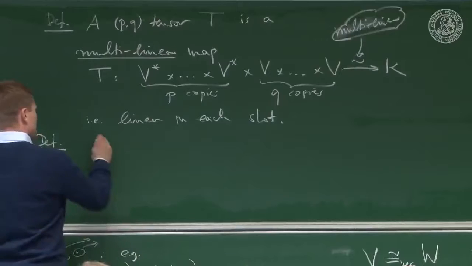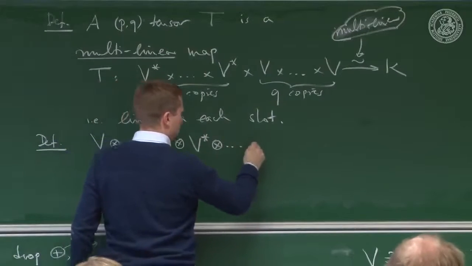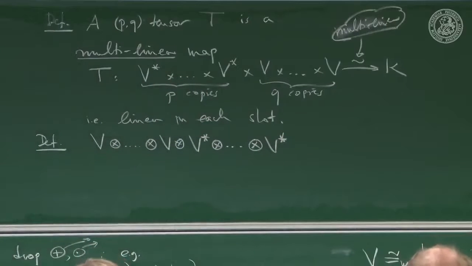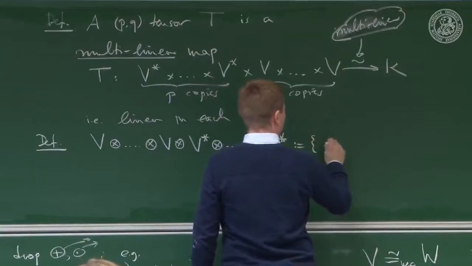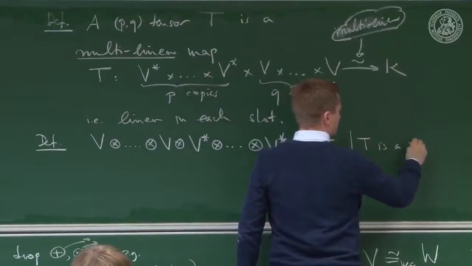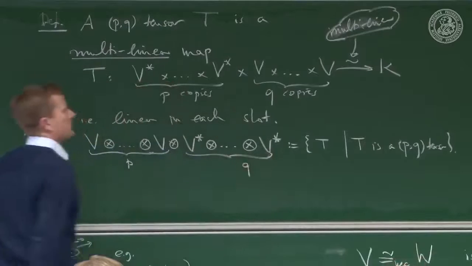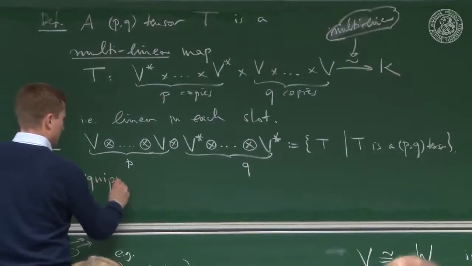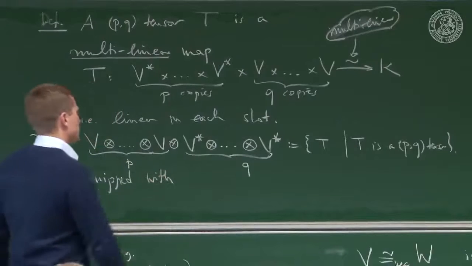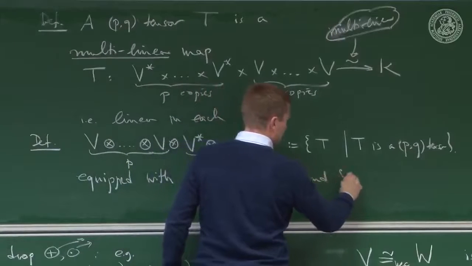And then we define V tensor, tensor V star. Now the order of unstarred and starred V's is different. We define this object. This is just a name. This is defined as the set of all T, where T is a (p,q) tensor. These are p many, these are q many. That's the set of all these (p,q) multilinear maps, and we can equip this with the pointwise addition and scalar multiplication.